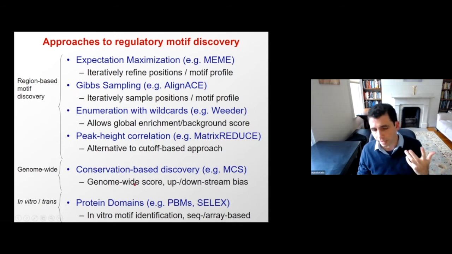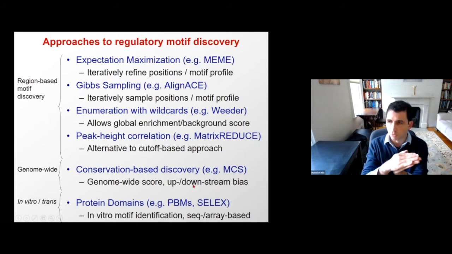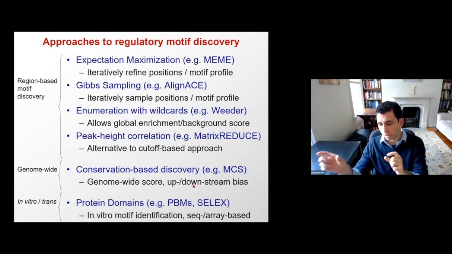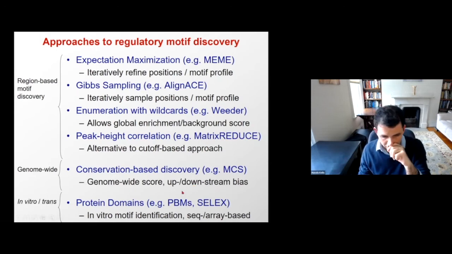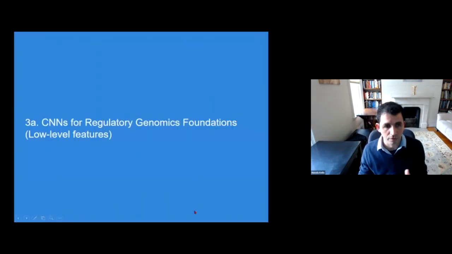And we defined many such scores. One was a genome-wide score. Another one was whether it's biased to be upstream or downstream of the transcription start site, or in the 3' UTR versus in the promoter region, and so on and so forth. And there are also in vitro methods for defining those motifs.